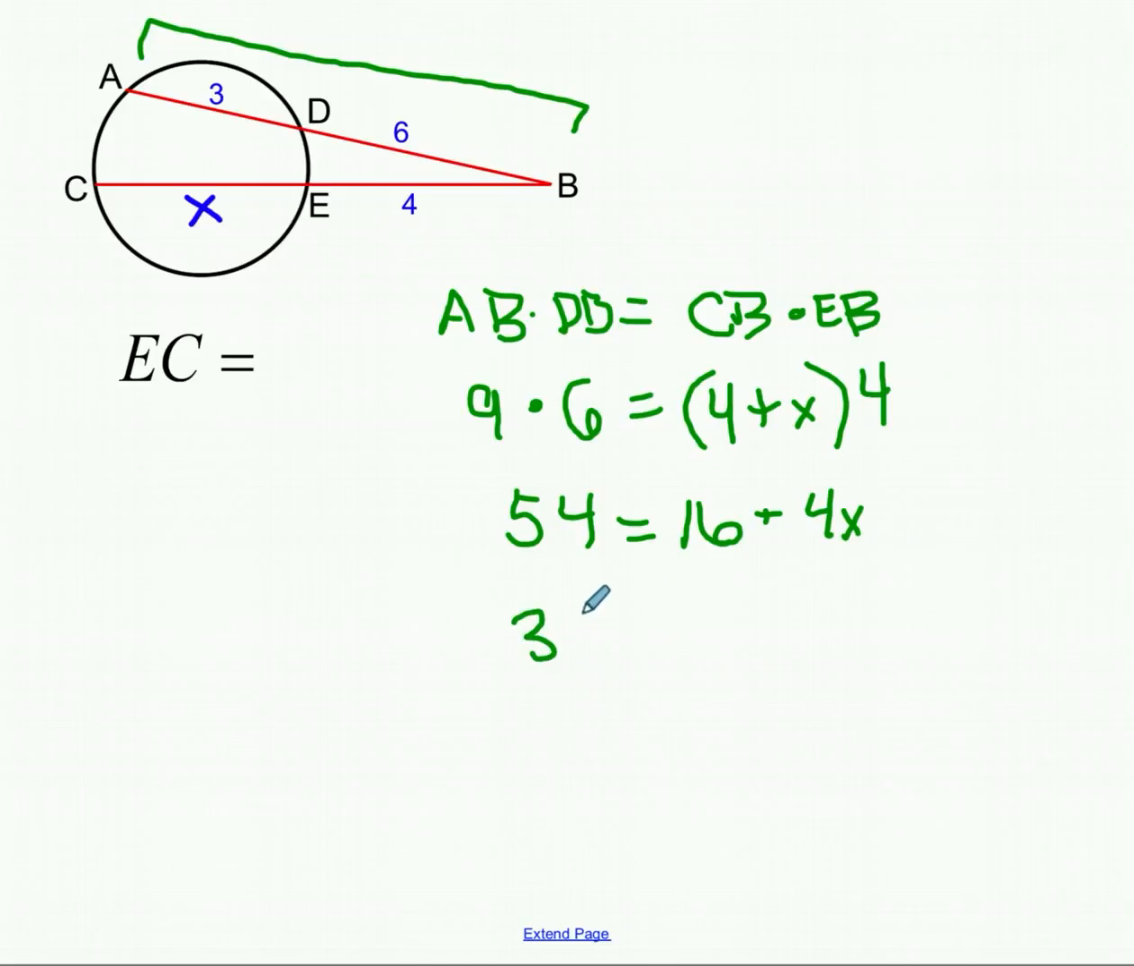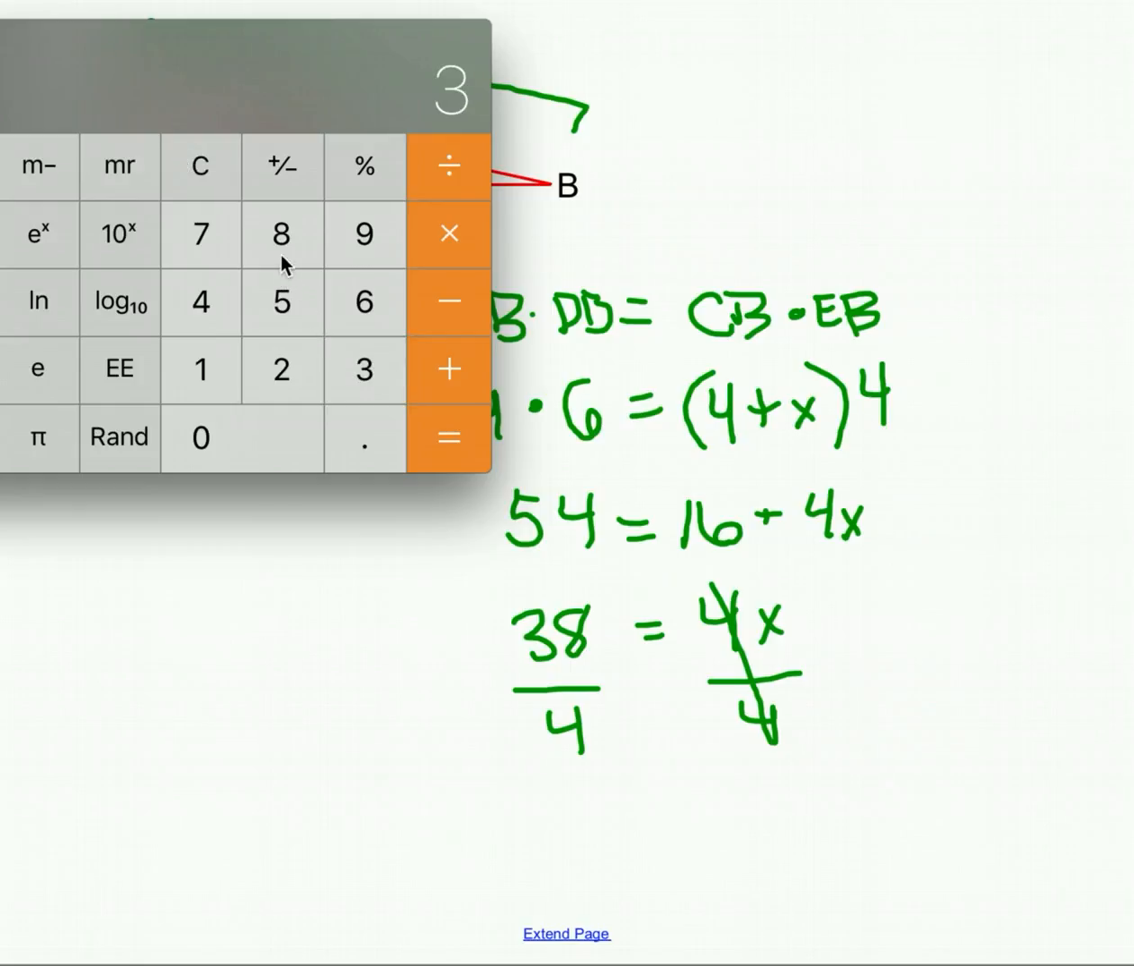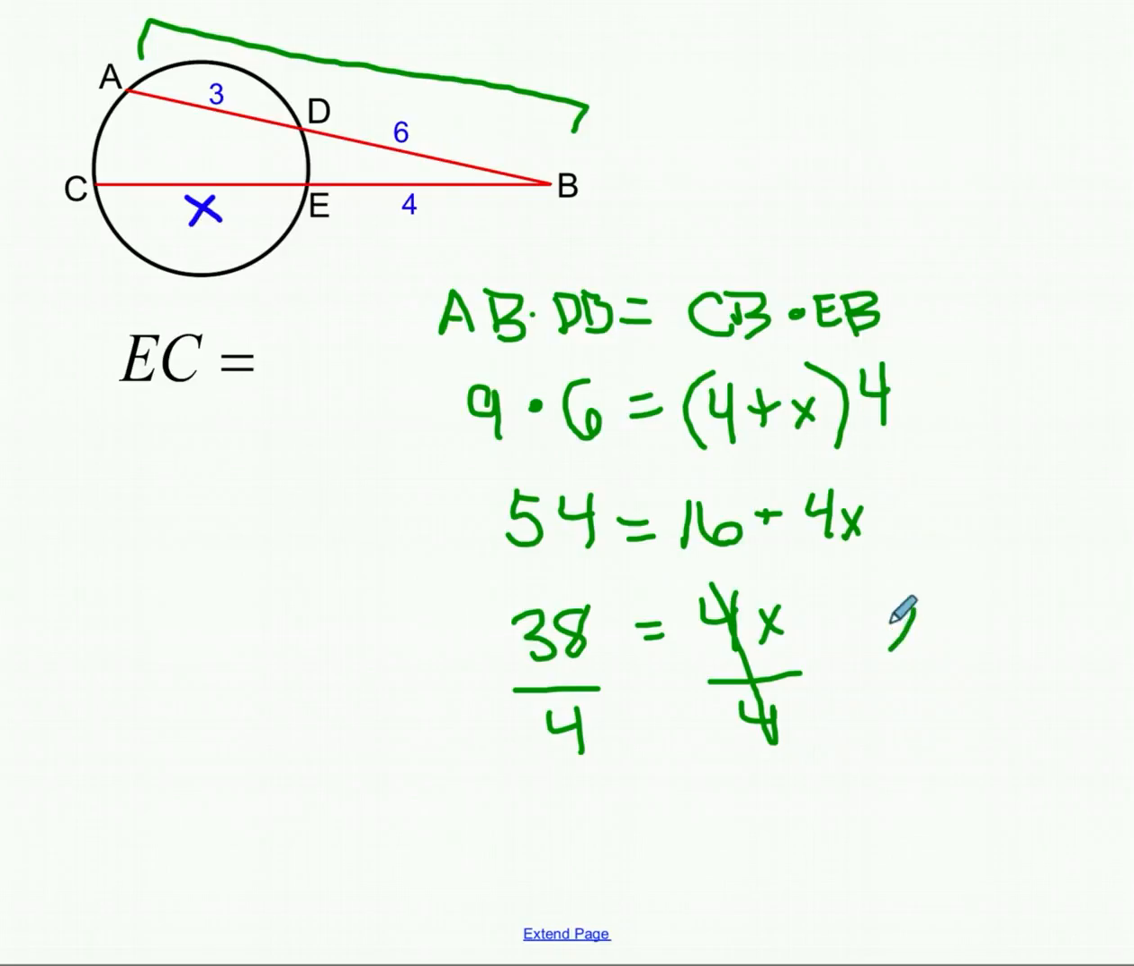So that's 38, and that equals 4x. And then since this 4 and this x are connected by multiplication, I need to divide both sides by 4. Okay, and when I divide 38 by 4, I get 9.5. So x equals 9.5. And that is how we use theorem 10.16 to solve for different segments.